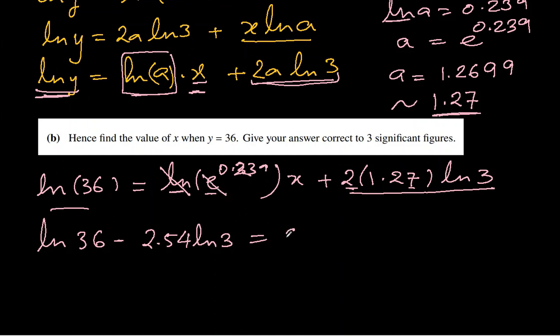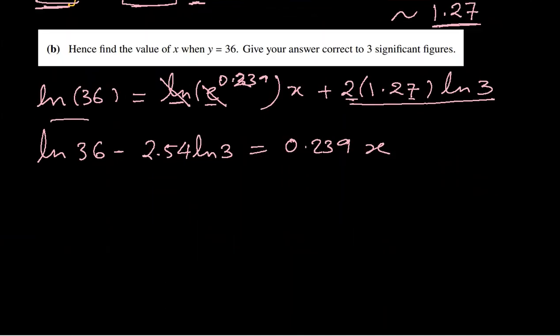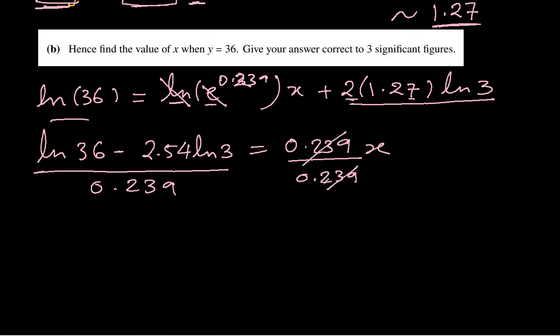equal to, I said they neutralize each other, just 0.239, and then we have x. Alright, so now divide both sides by 0.239 and 0.239. Here they cancel out. We get the value of x by putting this very carefully in a calculator, and you'll get your value. Let me do it myself.